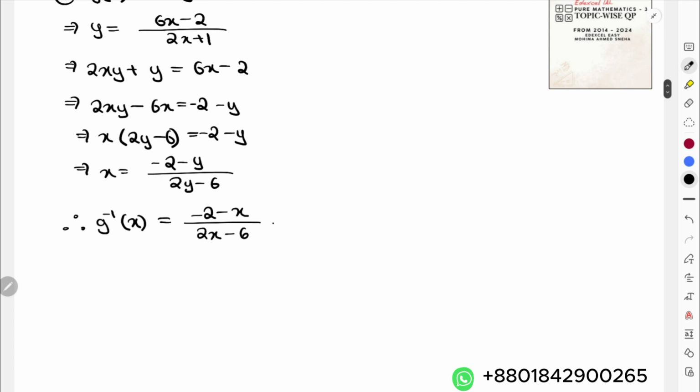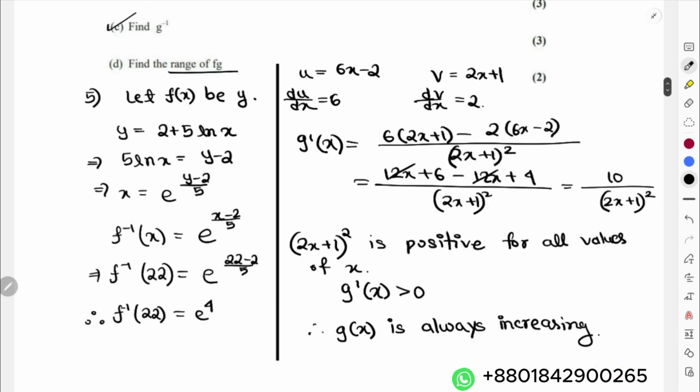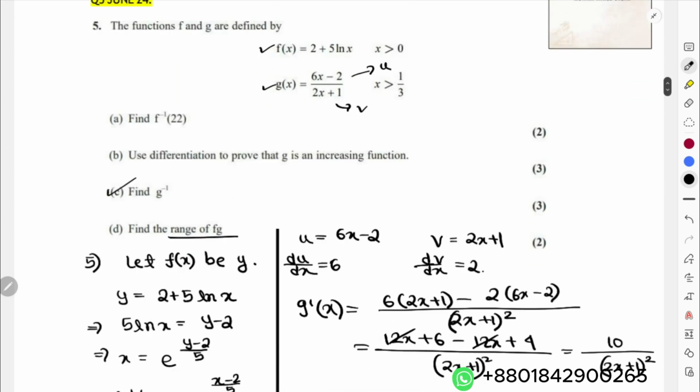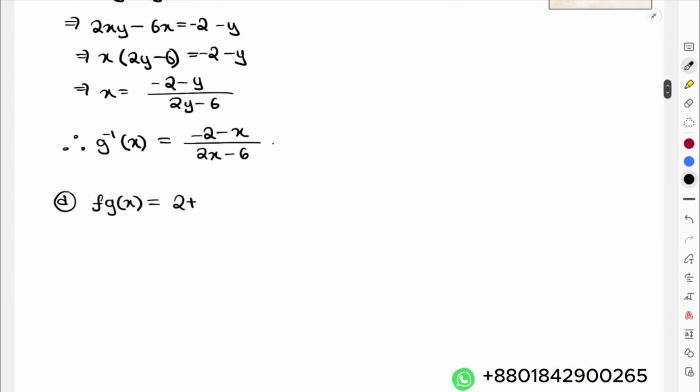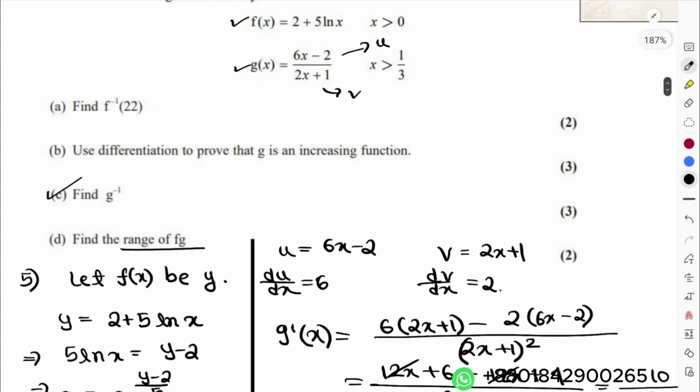Now for that fg(x), I have to first find out the equation, right? So your part D was fg(x). That means for f it was 2 plus how much? Sorry, forgot the equation. 2 plus 5 ln x. So it will be 2 plus 5 ln x. Now inside x I have to insert the value for g(x), right? But one minute. Find the range of fg, it was just.